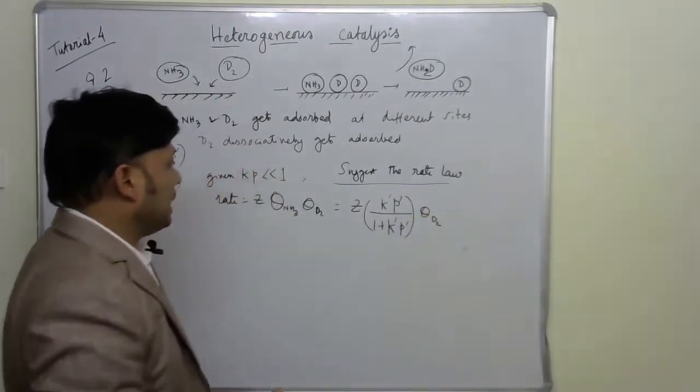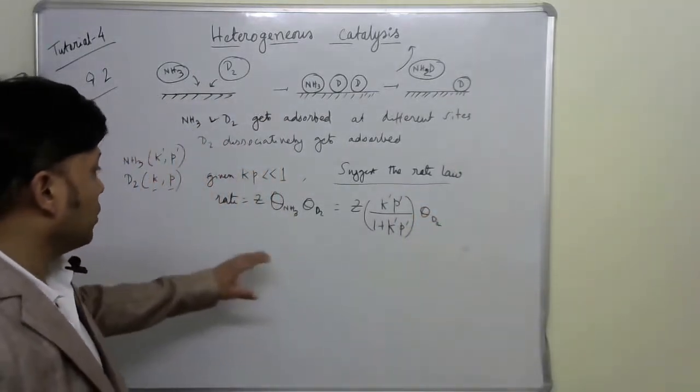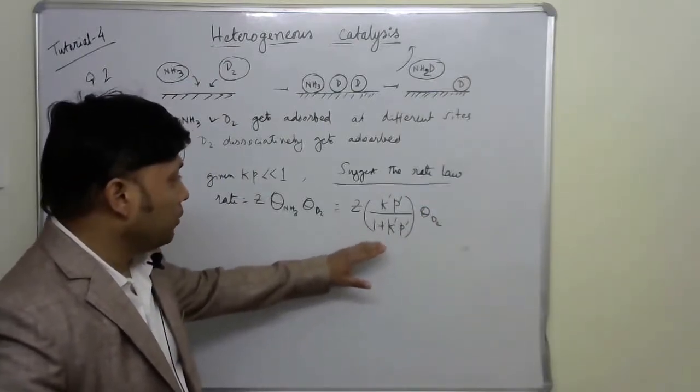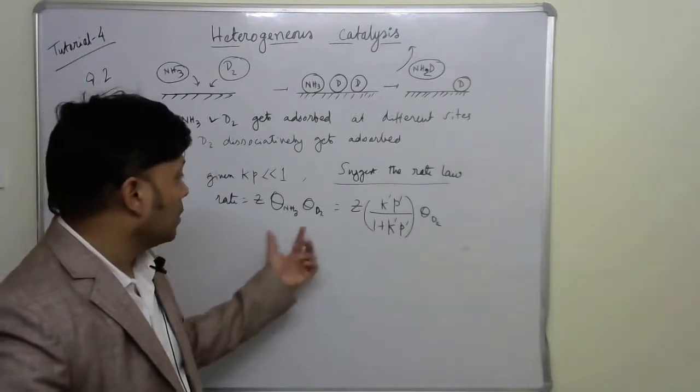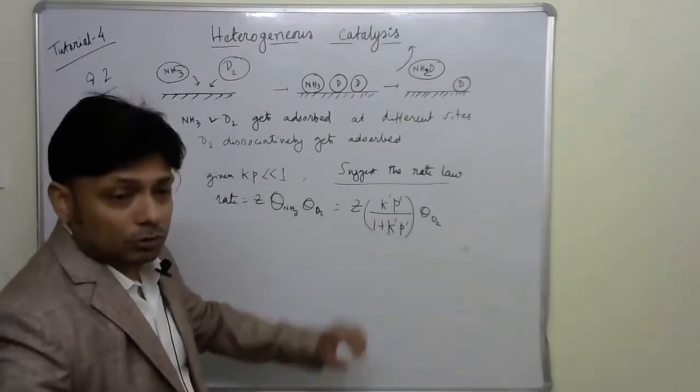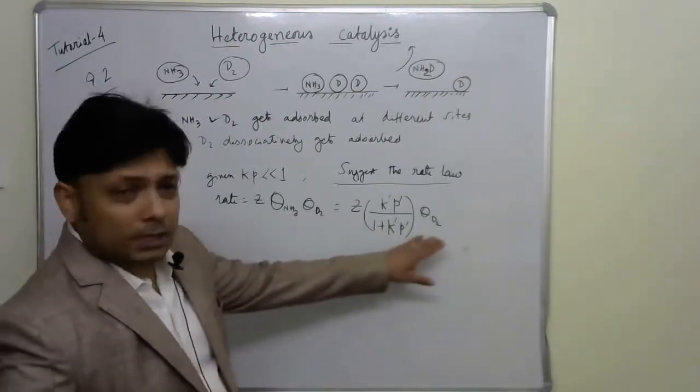For theta NH3 we have no confusion, because straight away we can write the equation obtained from Langmuir's theory. So this is the expression of theta according to Langmuir's model. So now the question is, what is theta D2?